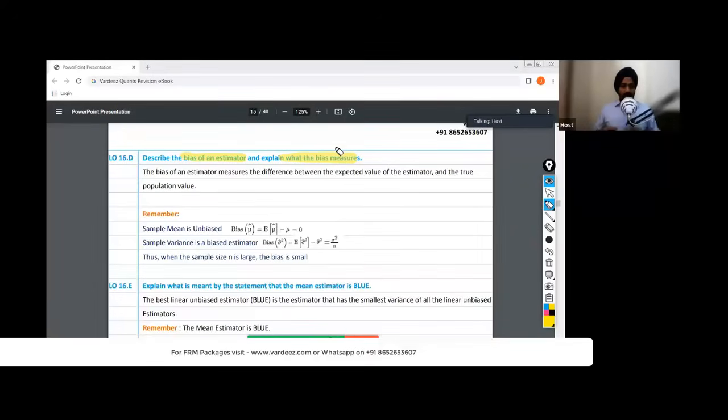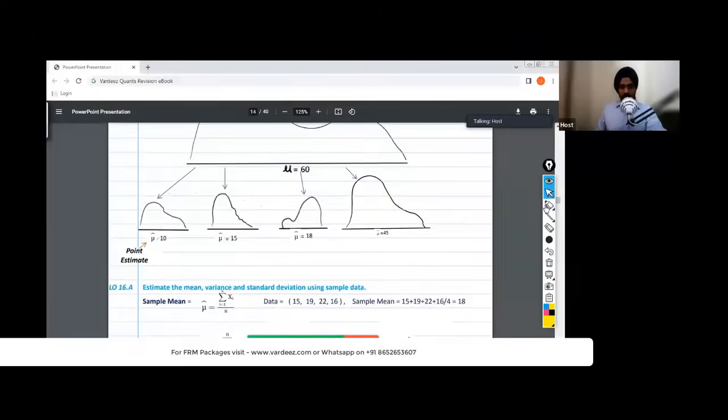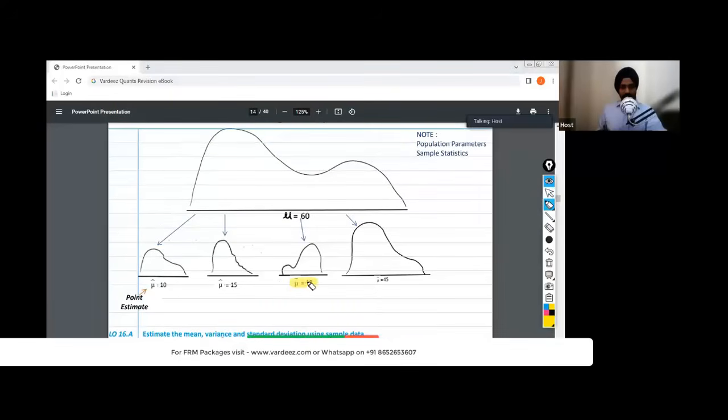Now, the bias is the difference between the expected value of the estimator and the true population value. Understand what we are doing at a very high level. We are using the sample data, or the sample statistics that we get, to predict a lot about the population.